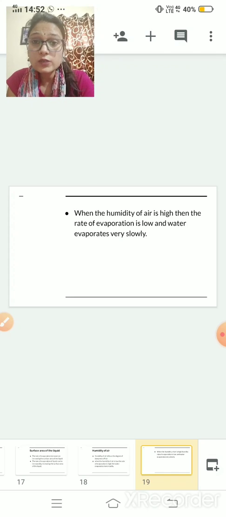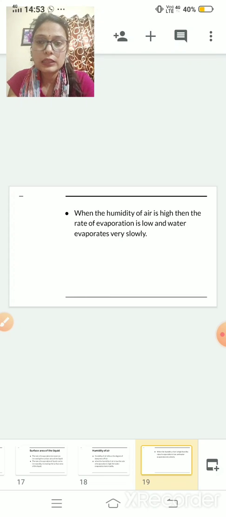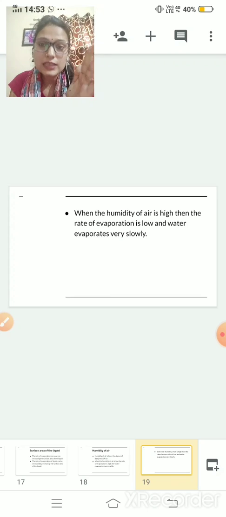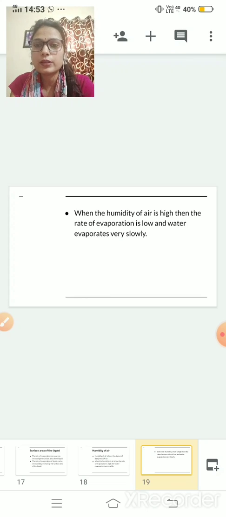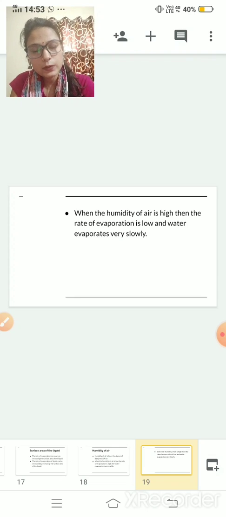Humidity of air. First, what do you mean by humidity of air? Humidity tells us how many water particles are there. If more water particles are there, your air is more humid. And if fewer particles are there, your air is less humid. In the case of more water particles in the air, your evaporation rate is slow. And if fewer particles are there in air, your evaporation takes place more fastly as compared to humid air. Clear this point to you?